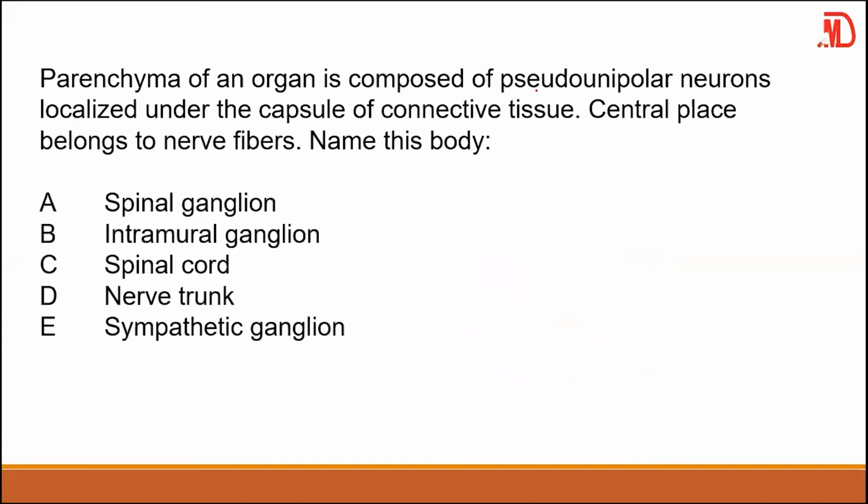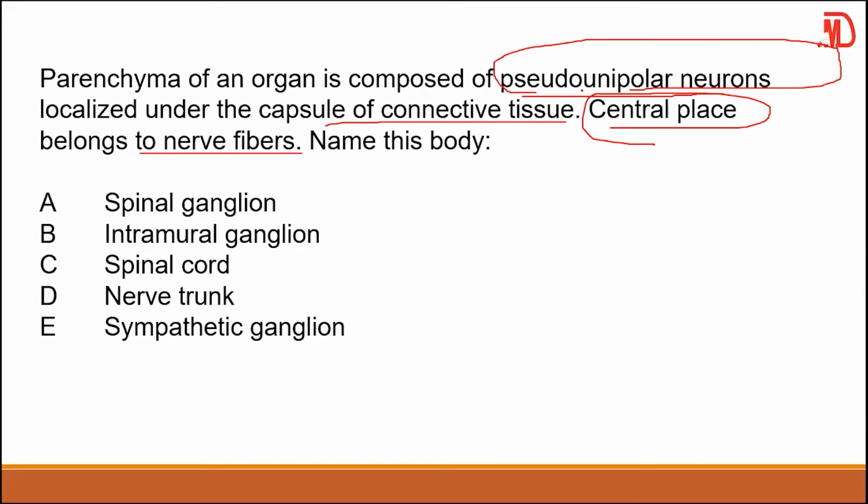Parenchyma of an organ is composed of pseudo unipolar neurons localized under the capsule of connective tissue. The central place belongs to nerve fibers. Name this body. So over here, we are talking about pseudo unipolar neurons.